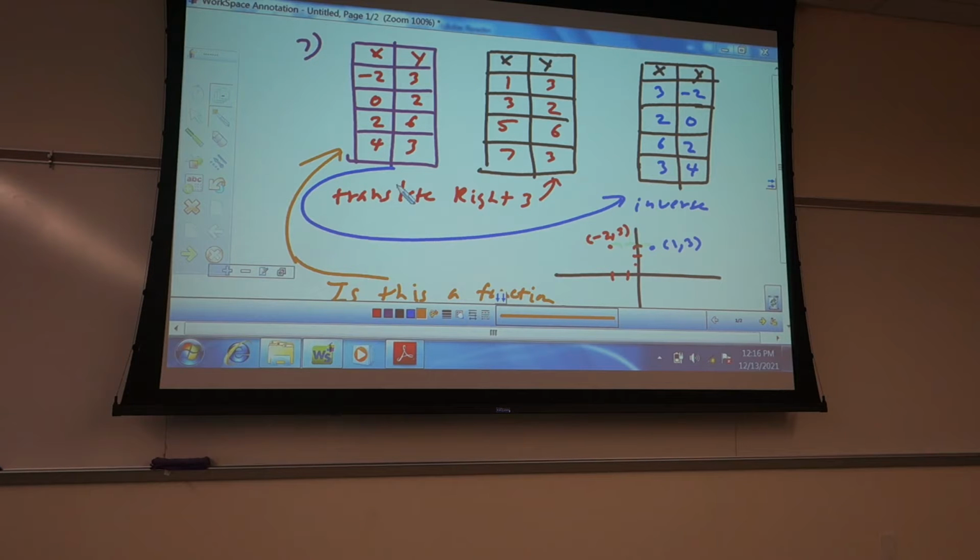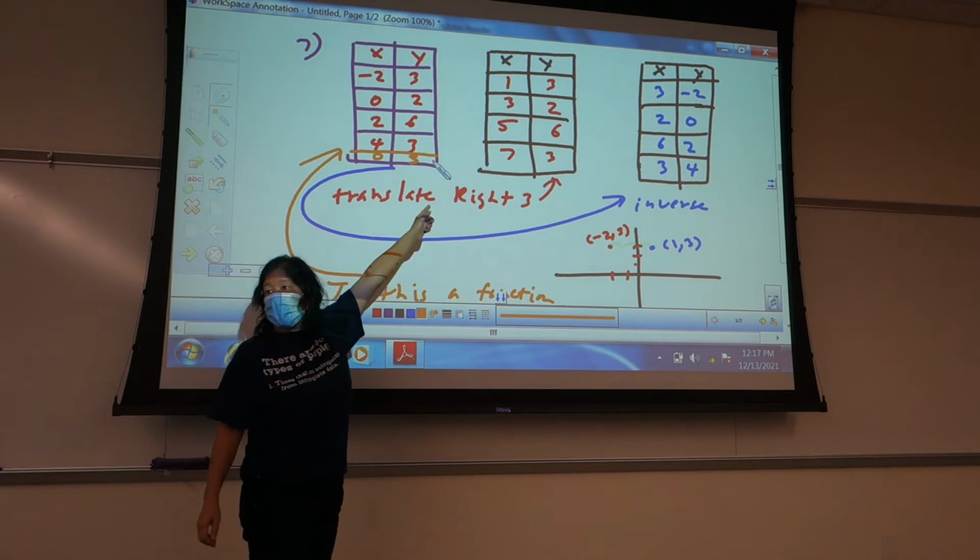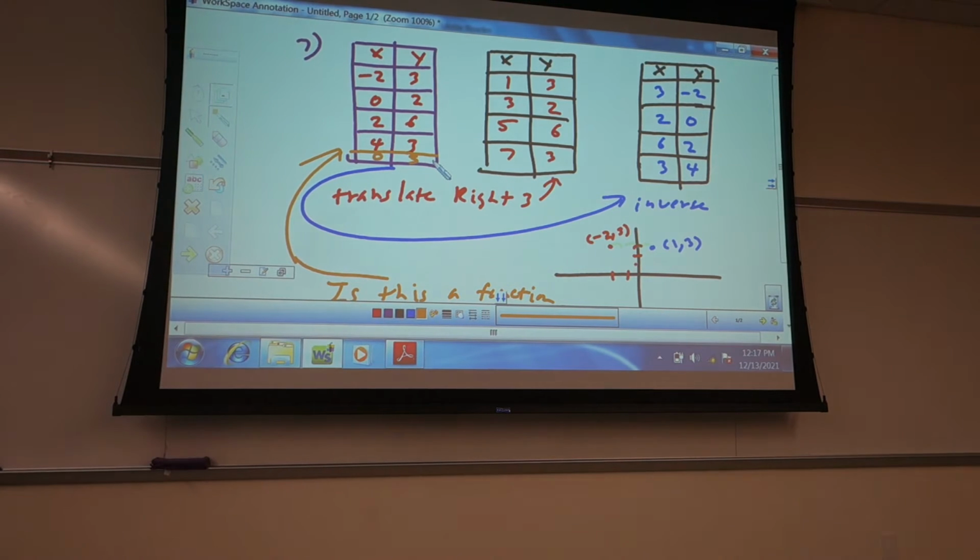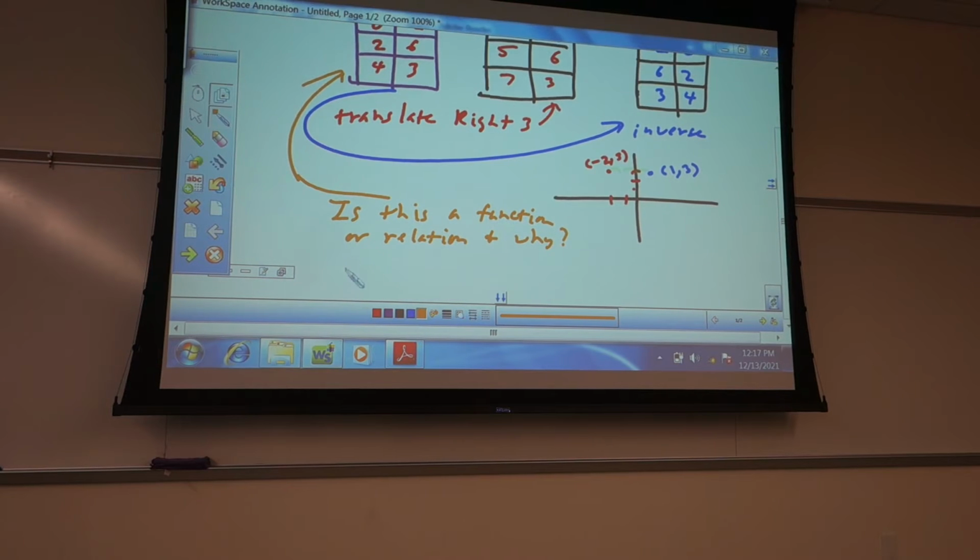So are there any inputs here that have more than one output? No. If I put in -2, I know what I'm going to get. If I put in 0, I know what I'm going to get. If I put in 2, I know what I'm going to get. If I put in 4, I know what I'm going to get. If I had this, for example, 0, 6 or 5, then it'd be trouble, because if I put in 0, I don't know what I'm going to get. I could get 2 or I could get 5. Does that make sense? But here, since every x has only one answer, then we're good. So it is a function because every input, which is x, has only one output, y, or answer.